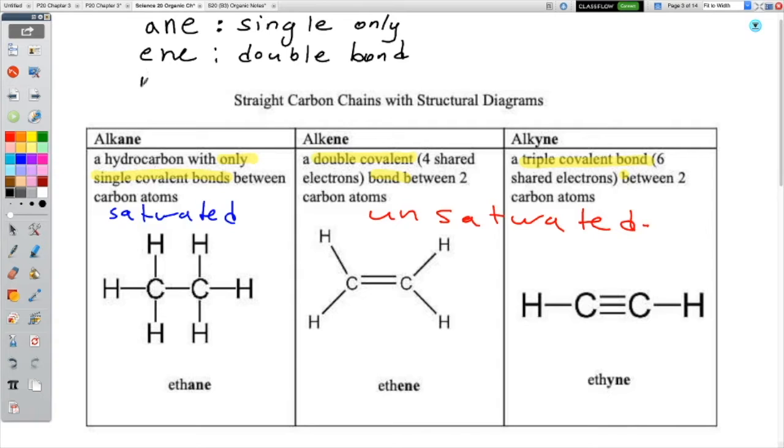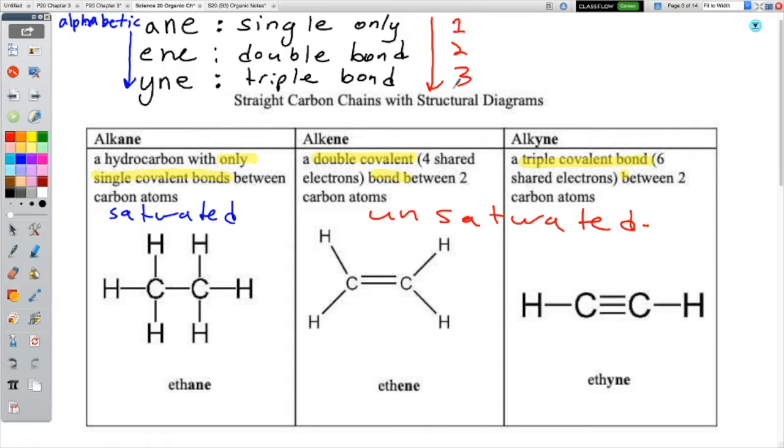Whereas yne, Y is almost the second last letter in the alphabet, right? Yne has a triple bond in there. So see what I mean by alphabetical order? Ane, ene, yne. Hey, that's in alphabetical order. And then single, double, triple is like 1, 2, 3, right? So I think of it as A, B, C, 1, 2, 3. In alphabetical order, we have ane, ene, and yne, and then we have single, double, triple. So A, B, C, 1, 2, 3.